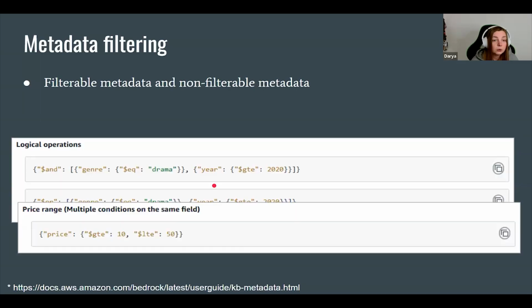Another thing I wanted to tell you about metadata is that you can have multiple conditions and combine them on the same field or on different fields. So let's say I want to find a book in a specific genre and a price greater than 10 but less than 50. This is also possible, and we can have a very specific expression with metadata filtering, which can increase the accuracy of the results that we return.